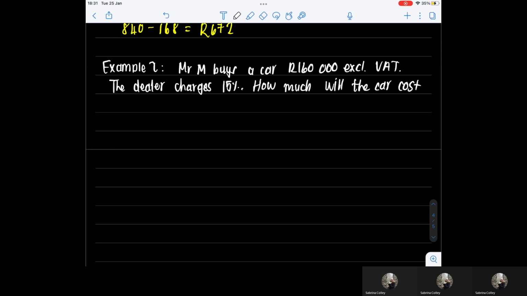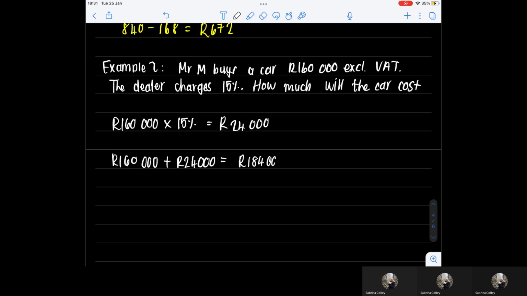So I first need to find out, well, how much is 15% of the 160,000 Rand? So I take 160,000 and I times it by 15% because I want to know how much of the 160,000 is VAT. So 160,000 times 15%, and that gives me 24,000. Okay, so I need to add that 24,000 to my value. So 160,000 plus 24,000. And I get 184,000. Okay, so that is the amount.